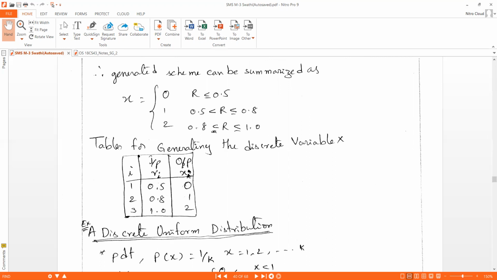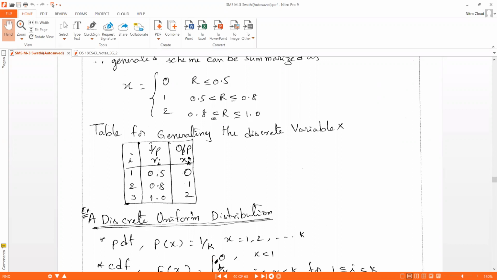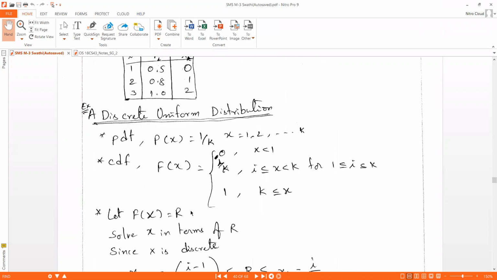Okay, and we'll represent this in table form. i values 1, 2, 3, and Ri values are 0.5, 0.8 and 1.0, and xi value: if Ri value is 0.5, xi value will be 0, Ri value is 0.8, xi value is 1, Ri value is 1.0, xi value will be 2. Okay, that is the empirical distribution.